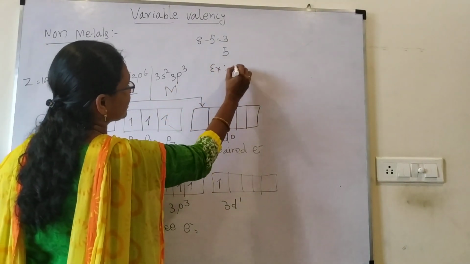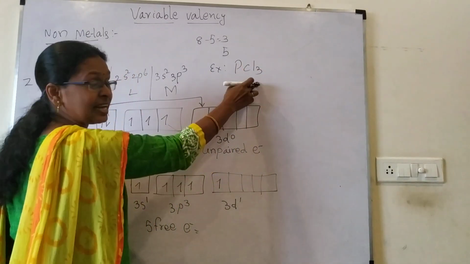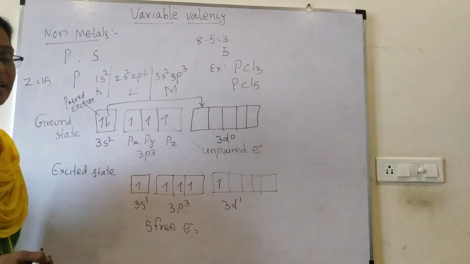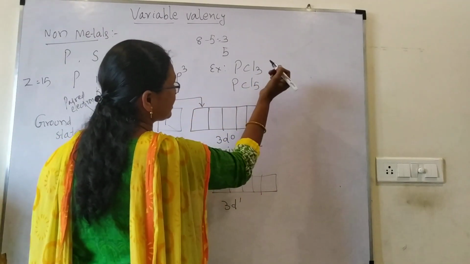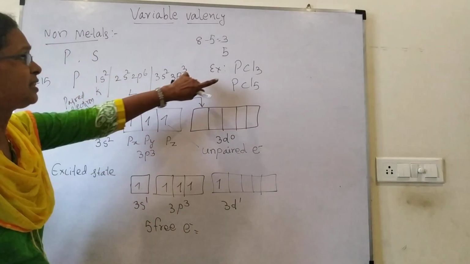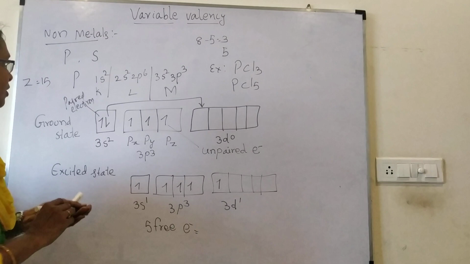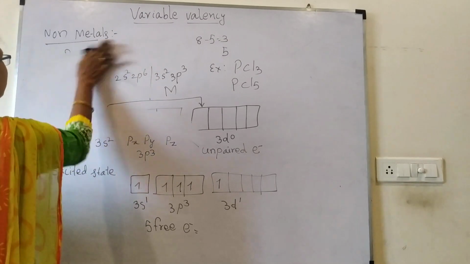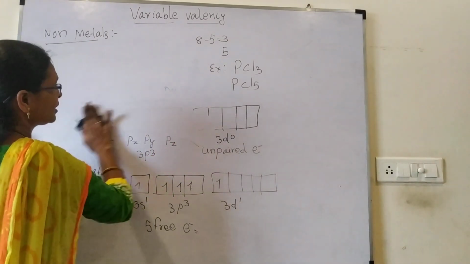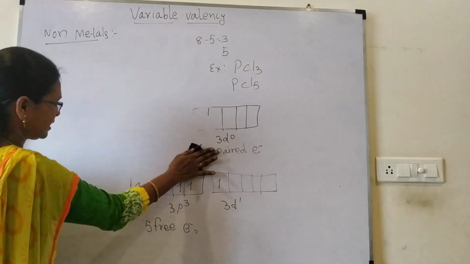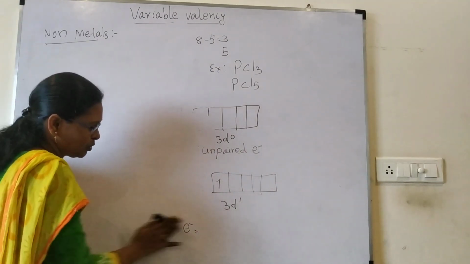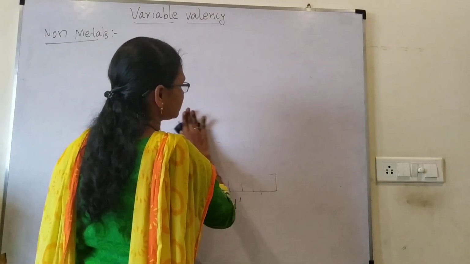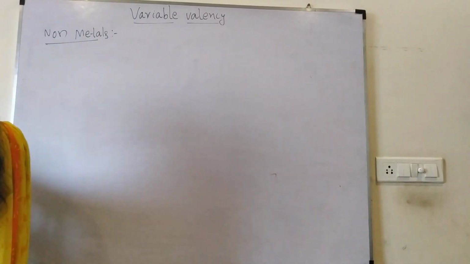So for example, take PCl3, phosphorus trichloride, and PCl5, phosphorus pentachloride. Even nitrogen also we can take like that at the excited level. So PCl3, PCl5: this is about the variable valency of phosphorus. Then what about sulfur? Sulfur is the second non-metallic solid element, the next element after phosphorus, a successive element. So now we will explain how sulfur is going to get variable valency.